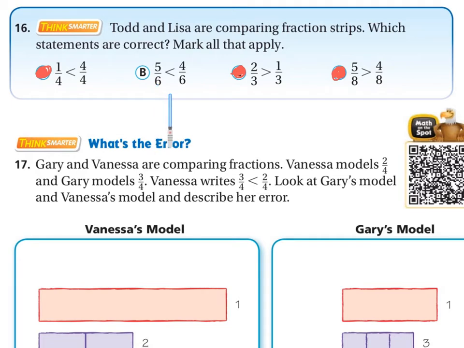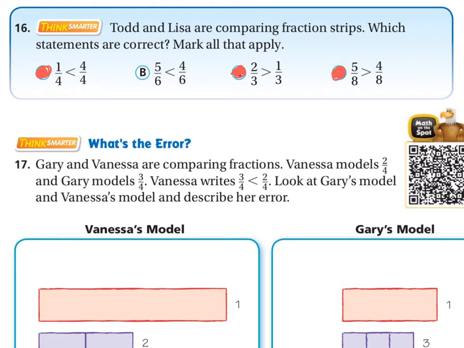B, we are comparing sixths. So if I have 5 sixths and 4 sixths, 5 sixths is the greater amount. This less than sign is showing that 5 sixths is less than 4 sixths. That's not correct. It should be greater than. That sign should be eating the 5 sixths, so that is not correct.